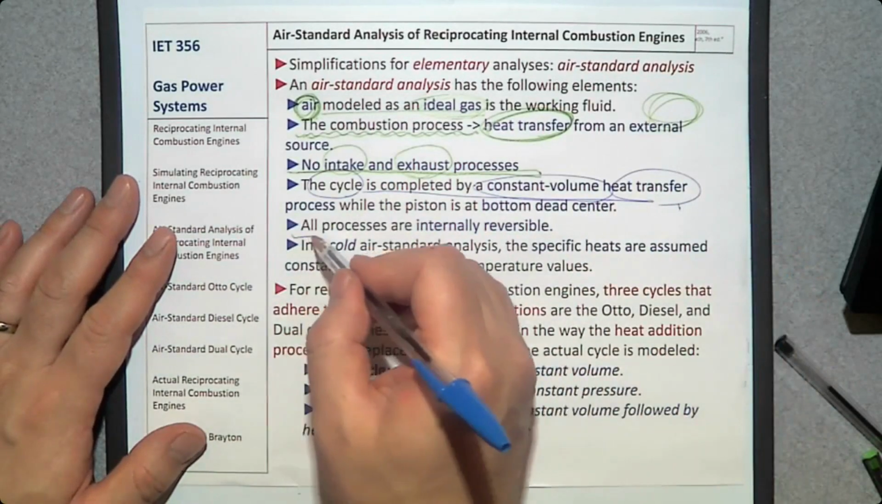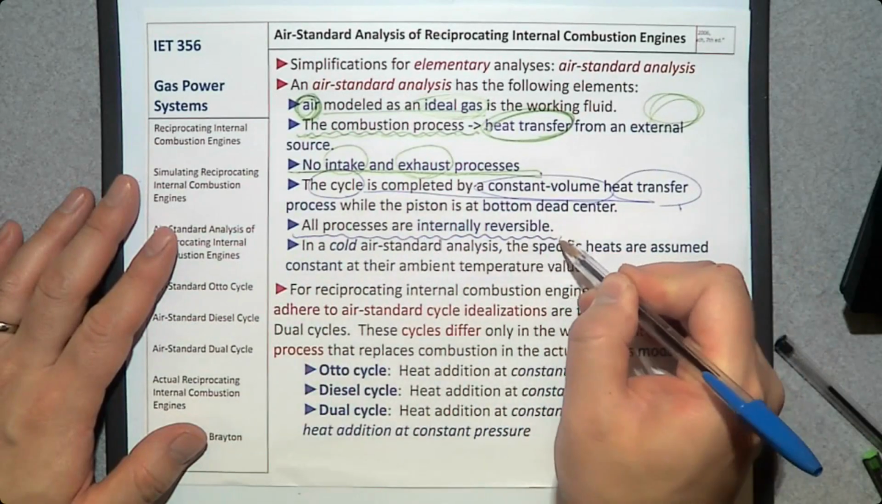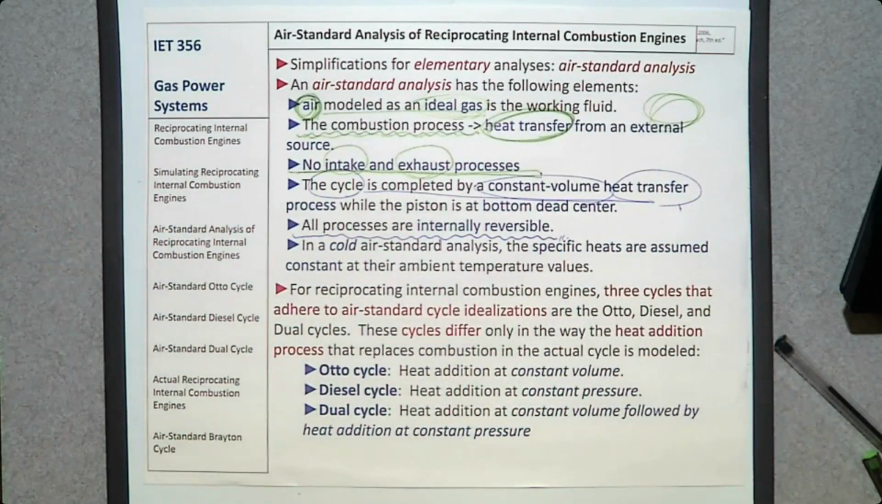And all processes are internally reversible. That means that we have two different processes. One is constant volume heat addition or rejection, and the other is isentropic compression or expansion. Okay.